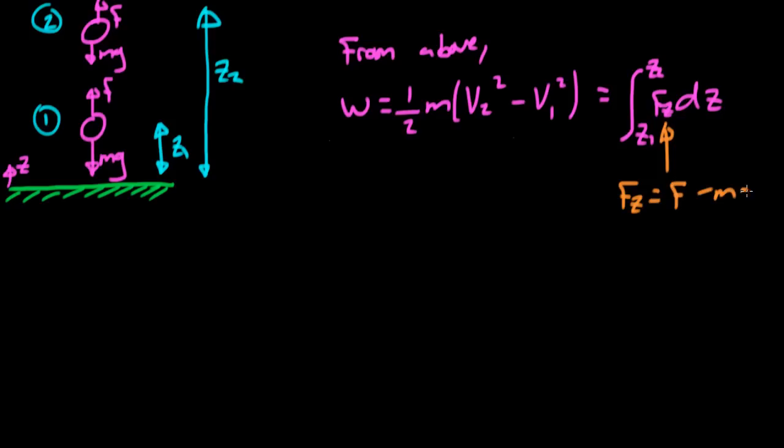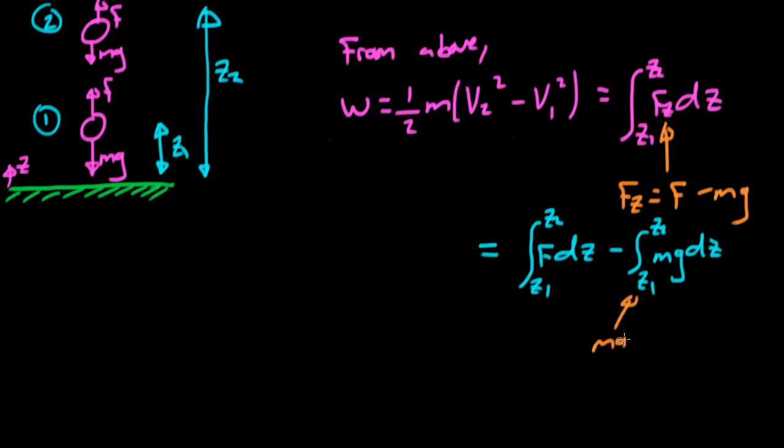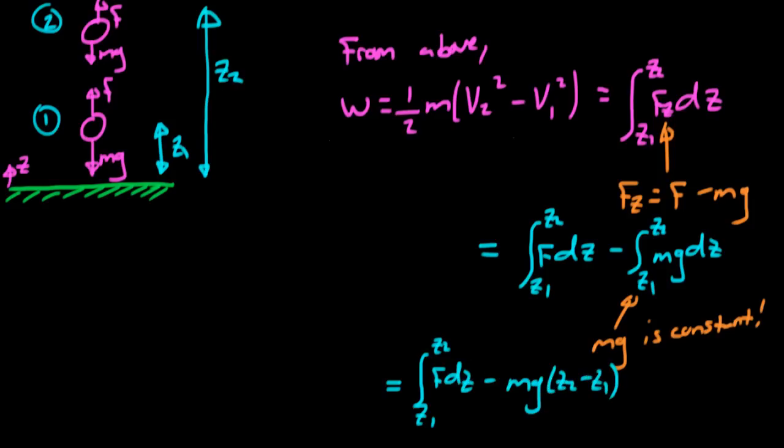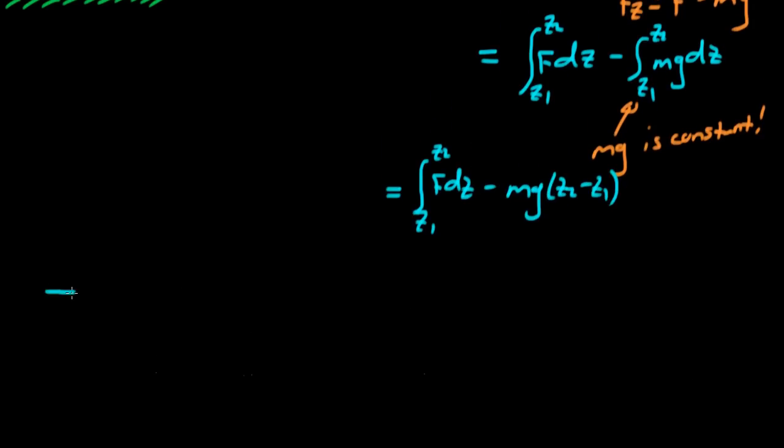Note now that the force is actually two different components, and we need the net force. And so that force in the z direction is equal to our force upward minus the weight, which is the mass times the acceleration due to gravity. When we sub that into the integral, we can split it into two separate integrals. The mass and the acceleration due to gravity are constant, so the integral that has the weight in it can be evaluated. What we're left with is the integral of the force that we apply minus the mass times the acceleration due to gravity times the change in height.